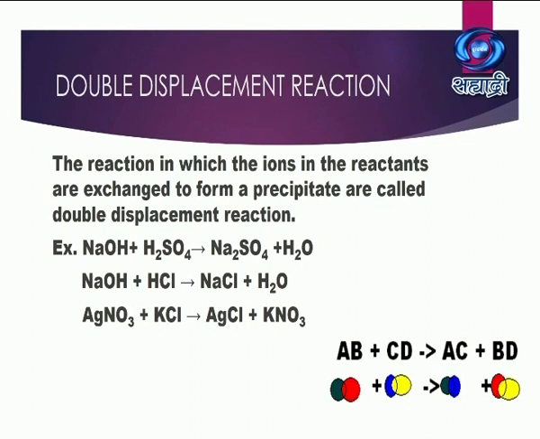This is the general form of the reaction, that is, AB is a reactant, CD is a reactant, and when they react together, AC and BD are formed as products. This is the general form of double displacement reaction.